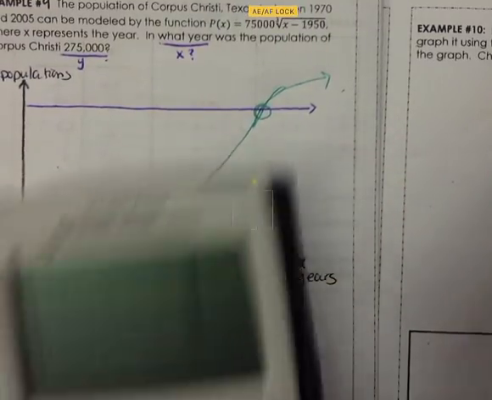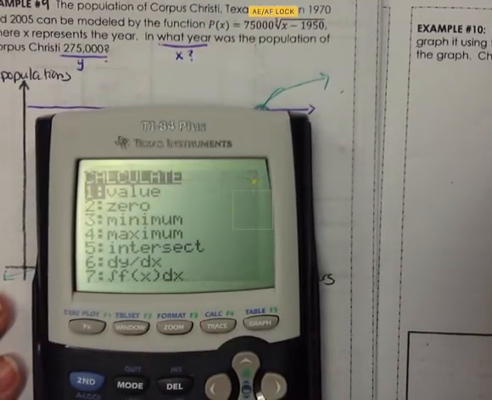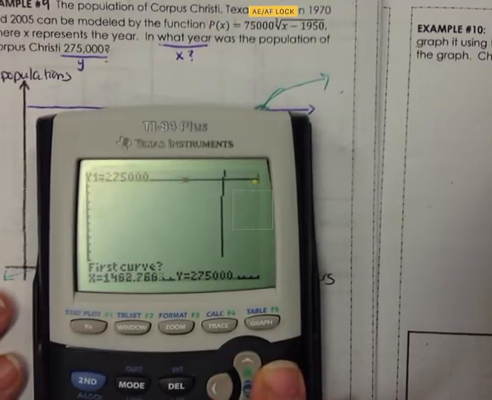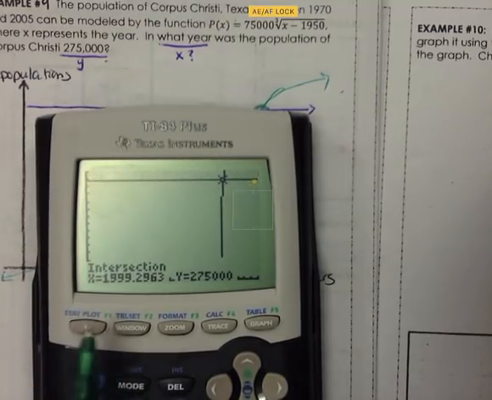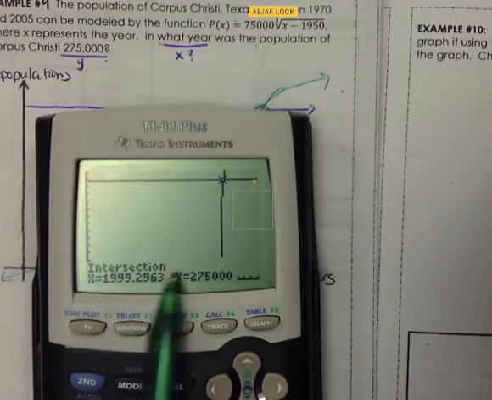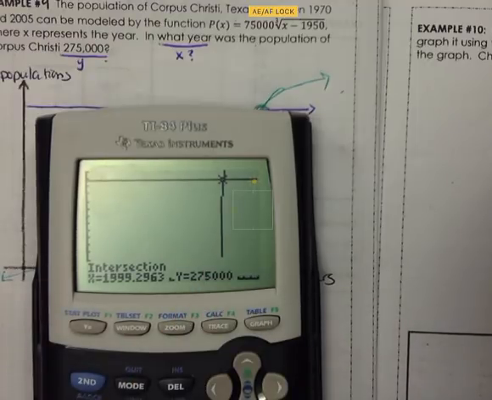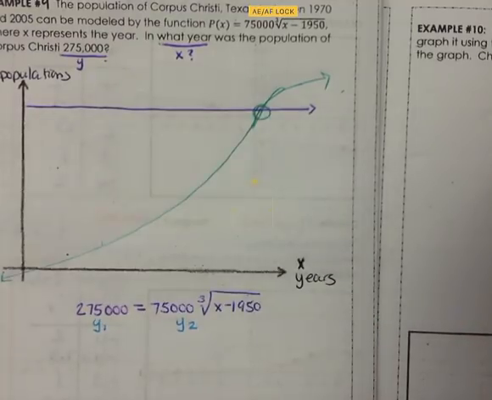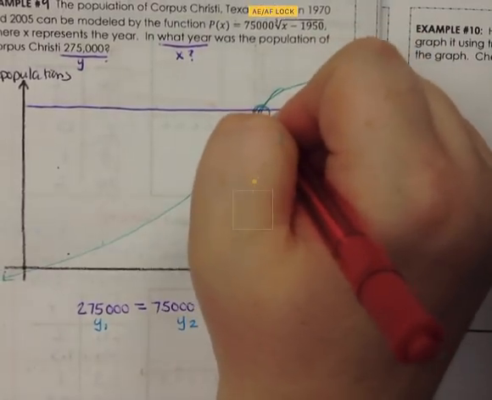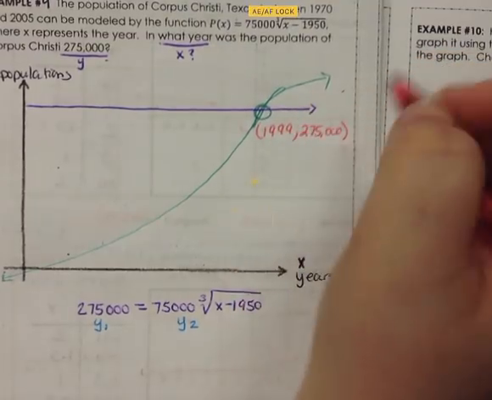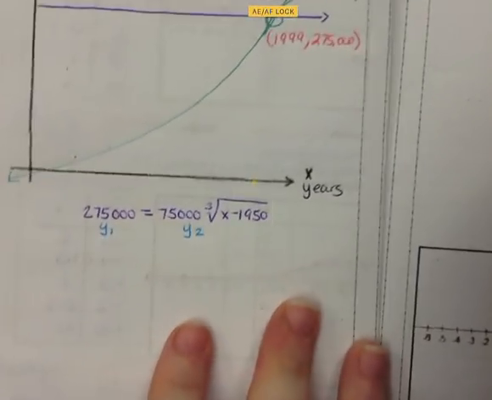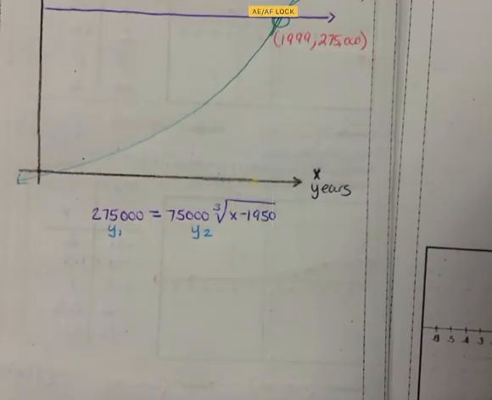So since we have our graph, we can do second trace 5. Go over to that intersection and then press enter, enter, enter. So it looks like in the year 1999, we're going to have 275,000 people in Corpus Christi. So that coordinate is roughly 1999, comma, 275,000. So that means that in 1999, we'll have that population.